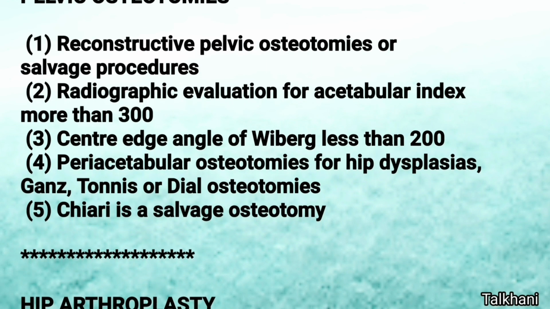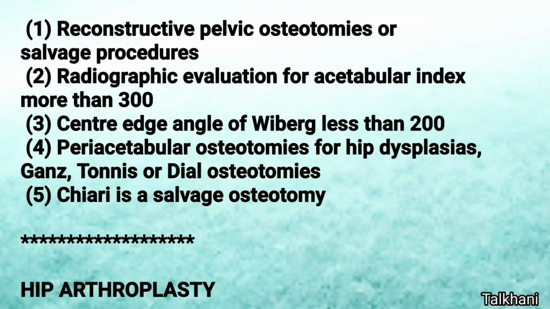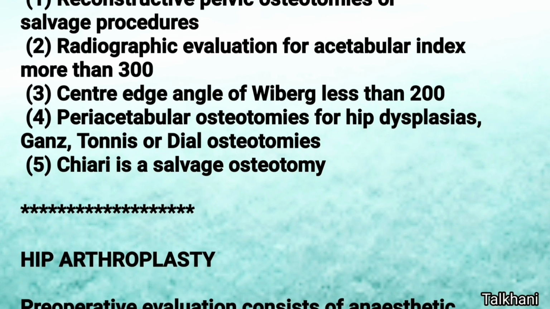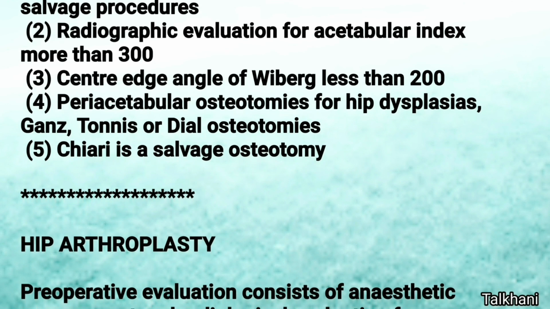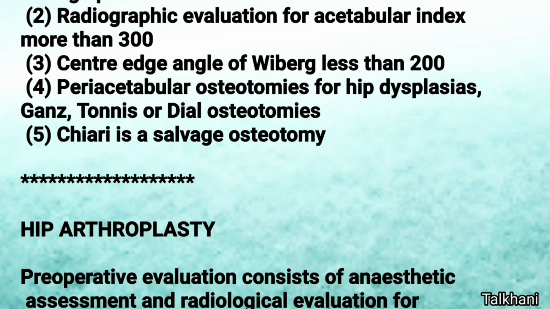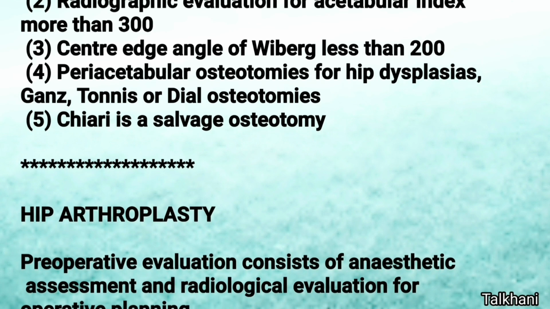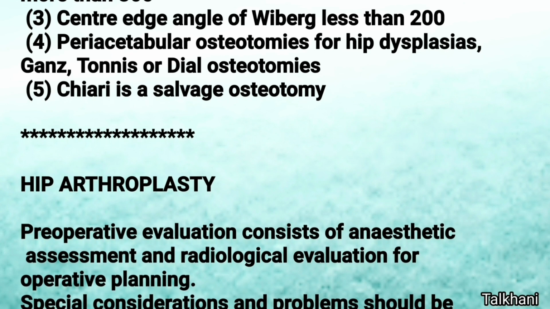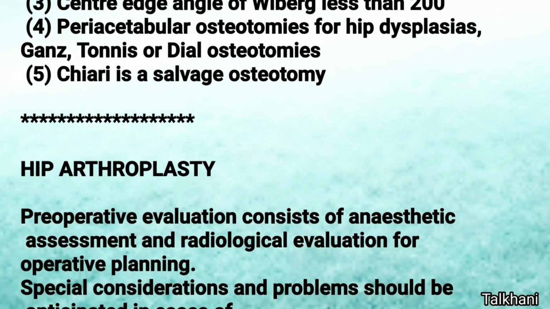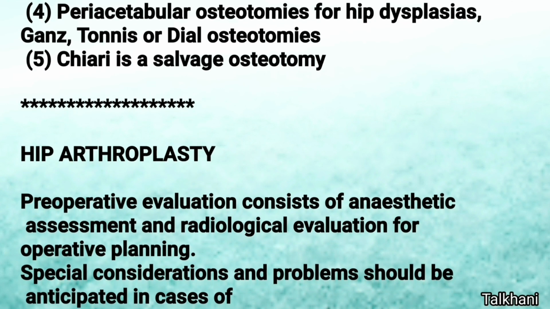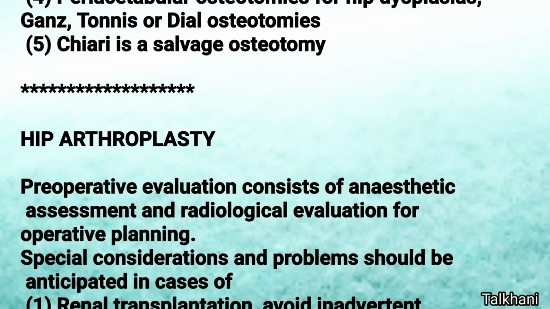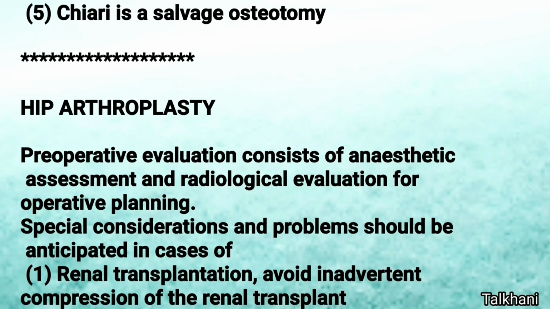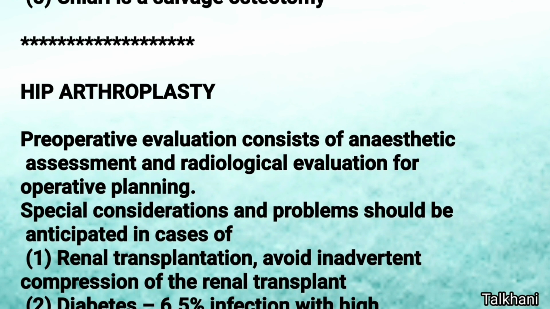Hip arthroplasty. Preoperative evaluation for anesthetic assessment and radiological evaluation for operative planning are essential for hip arthroplasties. Special considerations and problems should be anticipated in the following situations. In a patient with renal transplantation, avoid inadvertent compression of the renal transplant during positioning of the patient. In diabetes mellitus, 6.5% infection rate with high myocardial infarction has been reported.